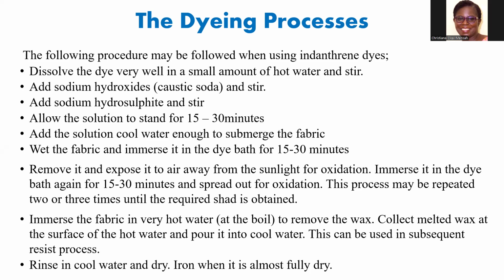As soon as you introduce the caustic soda, the color will change. It means that the oxygen has been removed and it will add a shiny surface on your dye. It means that the dye is good. Then after this, you allow the dye to stay for 15 to 30 minutes to cool down because you have used warm water. Add the solution to cool water enough to submerge the fabric.